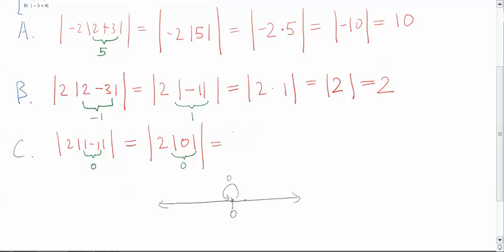So what we have is the absolute value of 2 times 0. Well, 2 times 0 is 0, and so we have the absolute value of 0, which is 0.